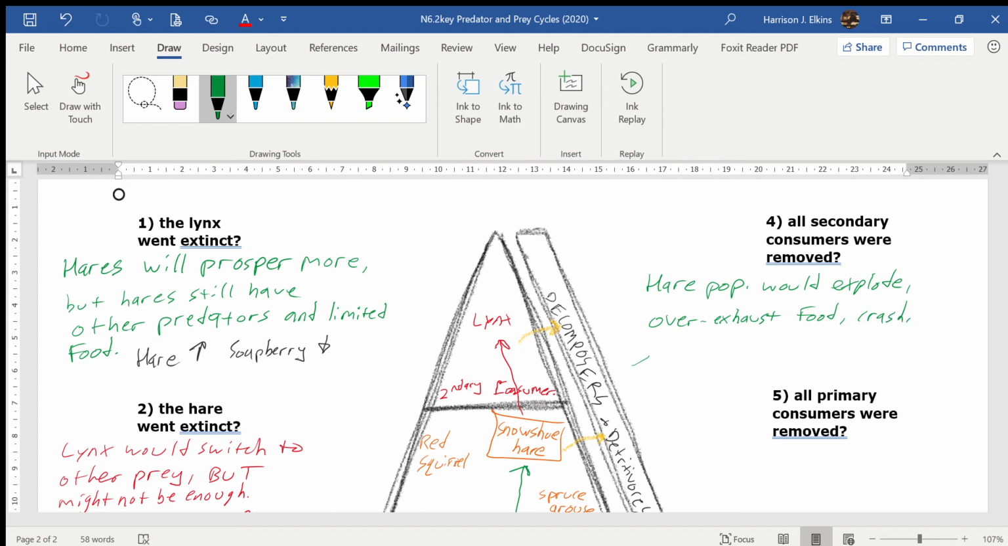And so in nature, if you remove the predators, you'd see something like this. Okay? So predators are actually beneficial because they prevent the prey from undergoing a population crash. Okay? So here what we would see is the hares would increase, and that would make the plants decrease, like the soapberry. And then ultimately that would cause the hares to dramatically decrease.